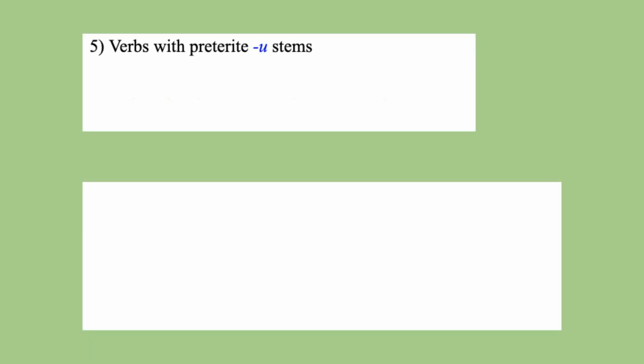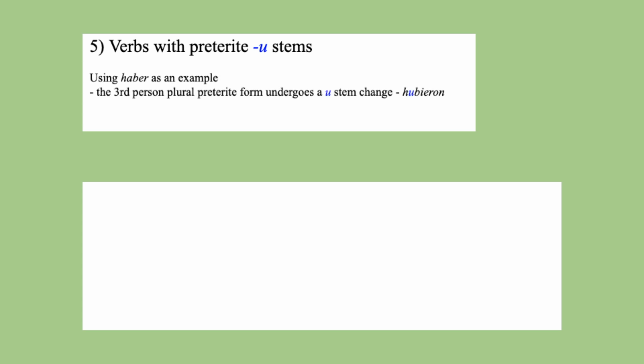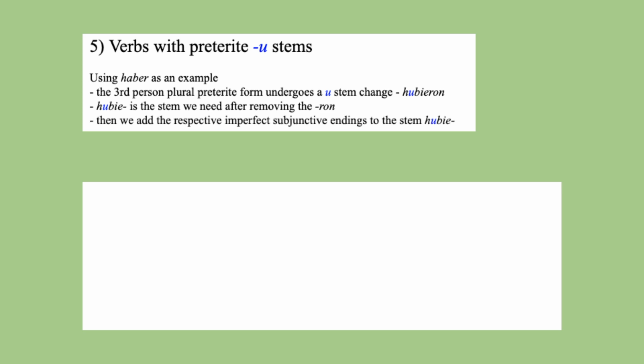For verbs with preterite U stems like haber, the third person plural preterite form of haber is hubieron. We remove the ron and obtain the stem hubie. To this stem, we add the imperfect subjunctive endings.